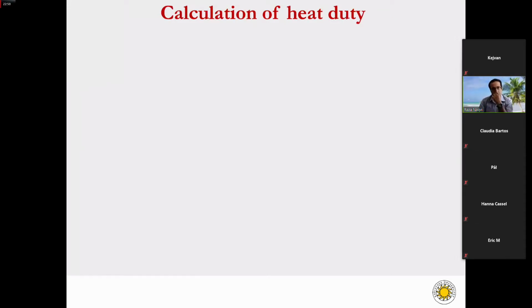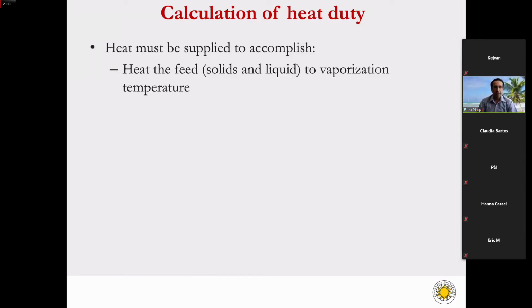Now, the most important part in dryers is the calculation of heat duty, or the calculation of energy balances inside the dryers. It is very important that we understand that we normally provide heat in order to accomplish many different types of processes inside the dryer. We first heat the feed that contains solid and liquid. This is the wet feed. So first we need to heat the feed that includes solids and liquids to the vaporization temperature.